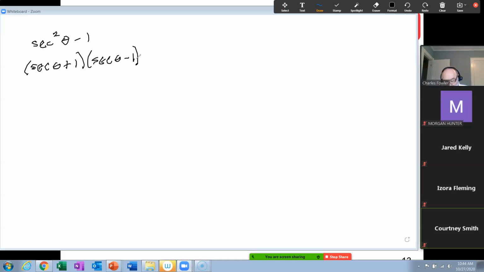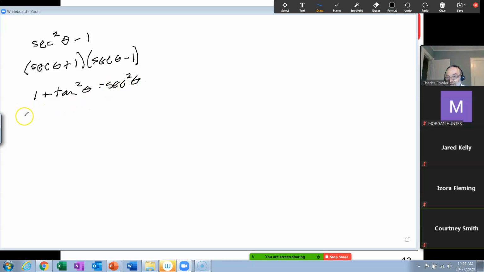Now why did I say why factor? Well, if you go back into your Pythagorean identities, you'll see that secant, here's what I would have done on this problem, but they said factor, so we factored. But if you look at your Pythagorean identity there, you have 1 plus tangent squared theta is equal to secant squared theta.